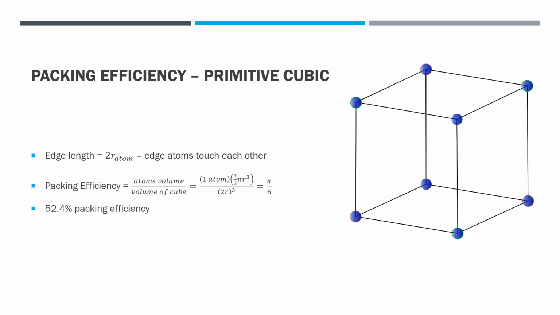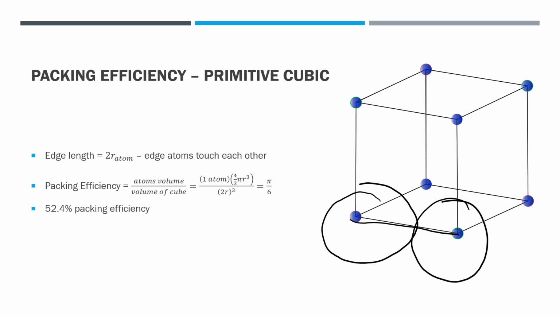So if we think about a primitive cubic structure, if I drew this more accurately, this edge length, right? These atoms are basically going to touch. If we look at, for example, this bottom edge, these atoms are going to pack such that the radii touch each other. This means we have one radius there and another radius here, which means that the edge length of the cube is 2 times the radius of the atom, because the edge atoms are touching each other.